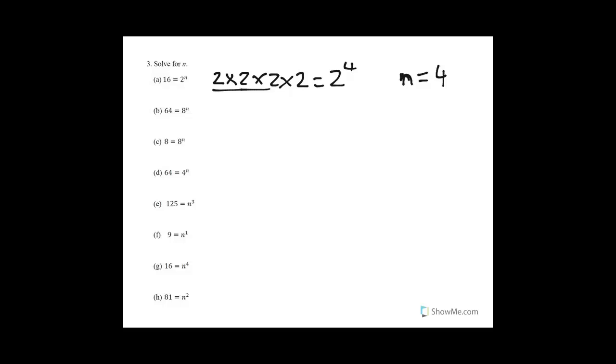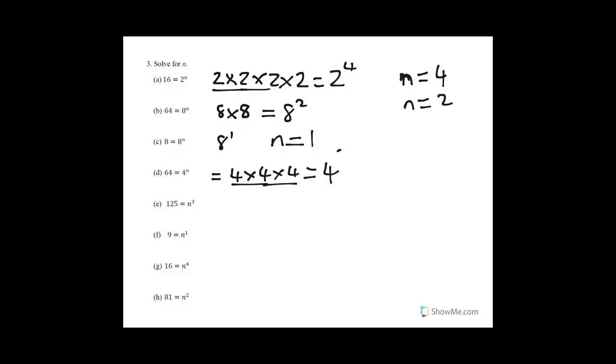So n equals 4. 64 is 8 to the n. How many times do we multiply 8 by itself to get 64? It's 2. In other words, it's 8 squared. So n equals 2. 8 on its own means 8 to the 1. So n equals 1. 64 is 4 to the n. How many times to get 64? 4 times 4 is 16, times 4 is 64, so it's in fact 4 cubed, so n equals 3.